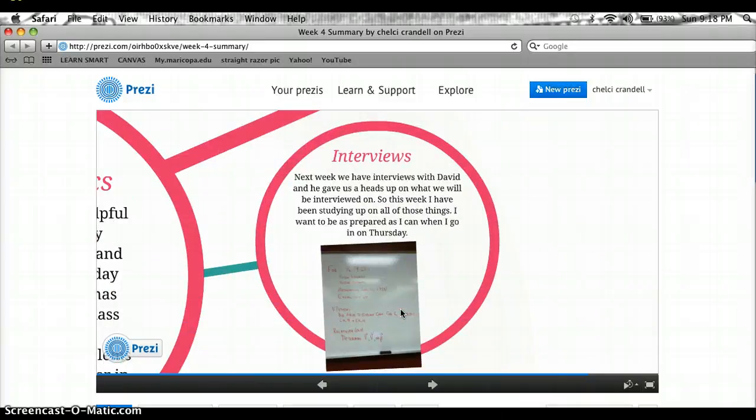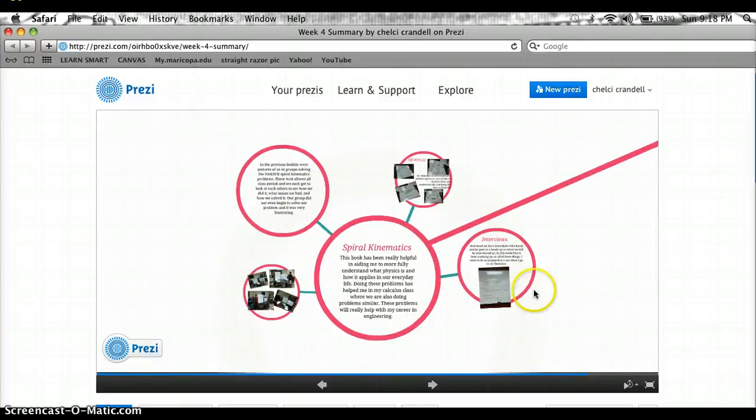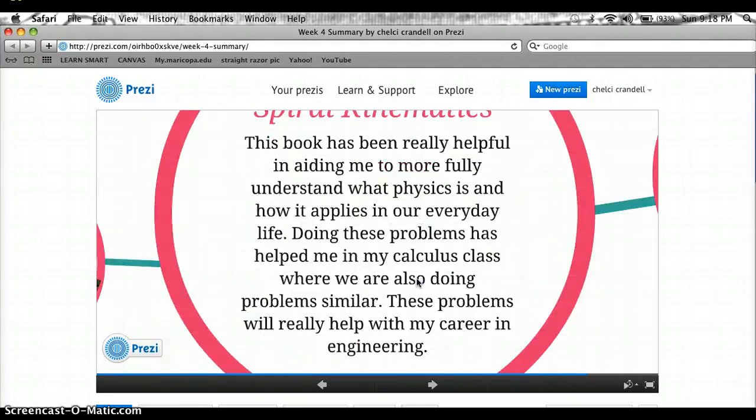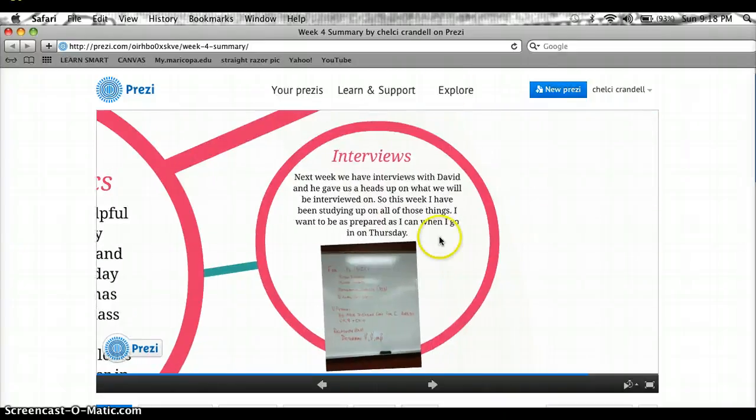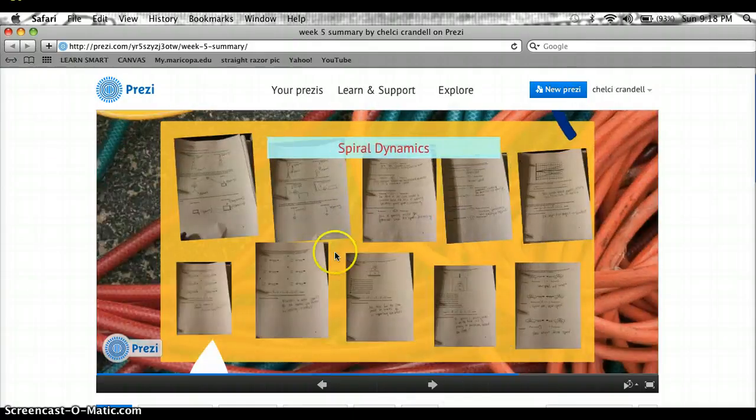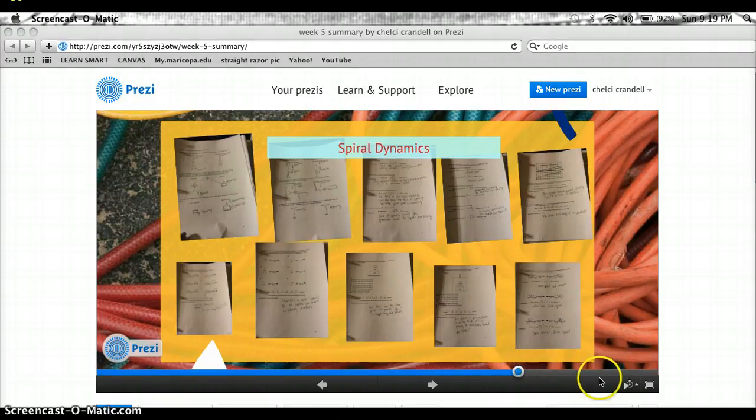These were all of the problems, or all of the things that we were going to go over in the first interview. So these were the things that I studied that week. This is talking about the spiral kinematics problems and relating it to my life. Let's see. Okay, sorry about that.